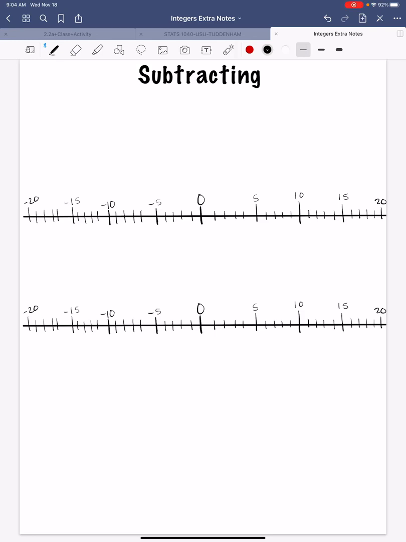Here is our subtracting integers review. So this is very, very similar to addition. So kind of the rules or the steps are: the first number tells us where to start.